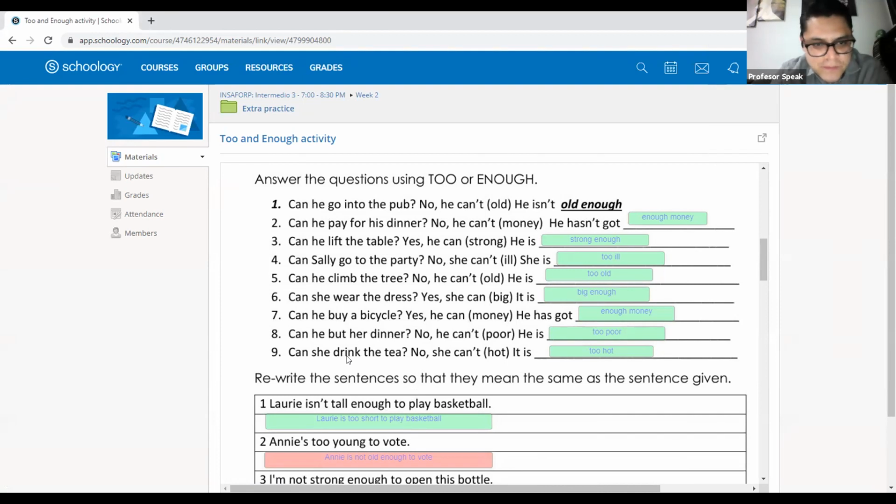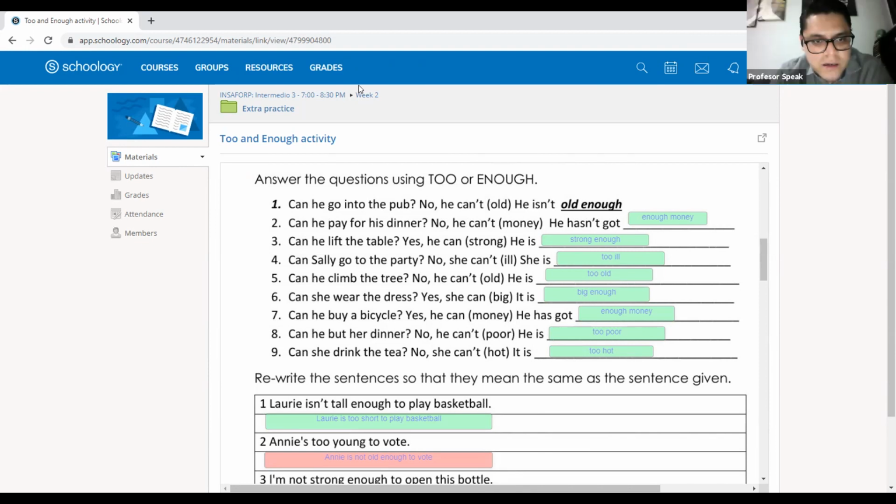Number 2. Can he pay for the dinner? No, he can't. He hasn't got enough money. 3. Can he lift the table? Yes, he can. He is strong enough. Can Sally go to the party? No, she can't. She is too ill. Can he climb the tree? No, he can't. He is too old.